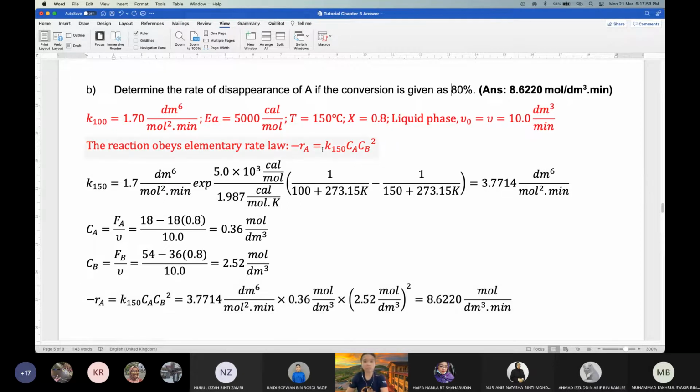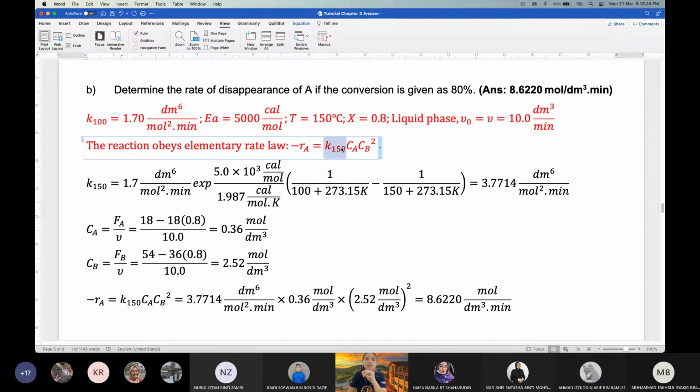Macam mana kita nak dapatkan minus RA? So dalam soalan, dia kata, first of all, rate law kata minus RA equals to K. Tapi K tu kamu kena betul-betul check. You really need to check. The K must be at your reaction temperature. Okay, in this question, the reaction temperature is 150 Celsius. Hence, the K must be at 150 Celsius.